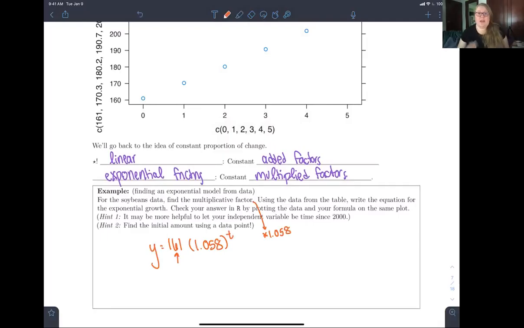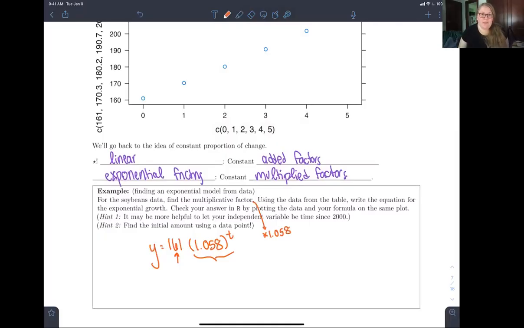First mental check. If I put in t equals 0, this whole thing goes to 1, right? Equals 1 is what I mean there. So if it equals 1, it should be whatever we actually get, 161 times 1. So you can do a quick arithmetic check there.